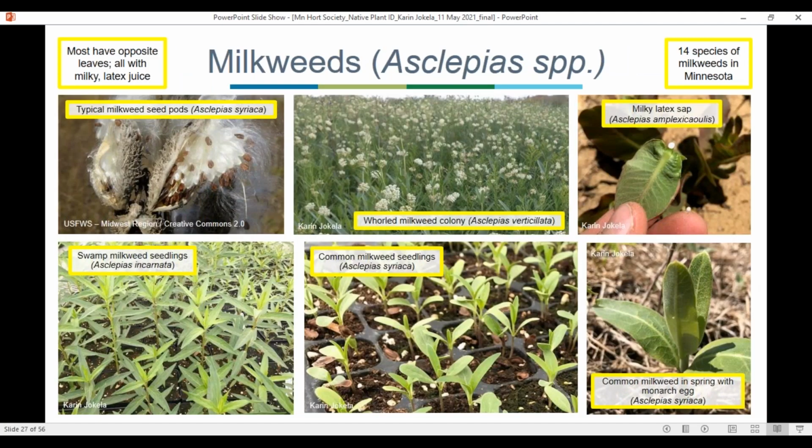Milkweeds, there are many different kinds of milkweeds in Minnesota, at least 14 species. Mostly you will identify them by that sap or by their typical seed pods up on the upper left. Some of them are clonal, like the wild milkweed in the center. Some of them just have one, they don't spread. Of course, if you find a monarch egg or monarch caterpillar on the leaf, that's another indicator that you're looking at a milkweed because monarchs can only use milkweeds as their host plant.